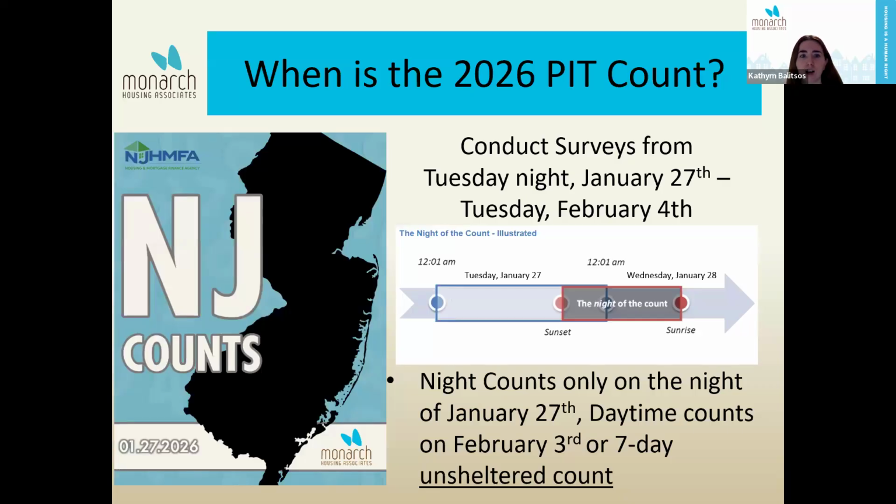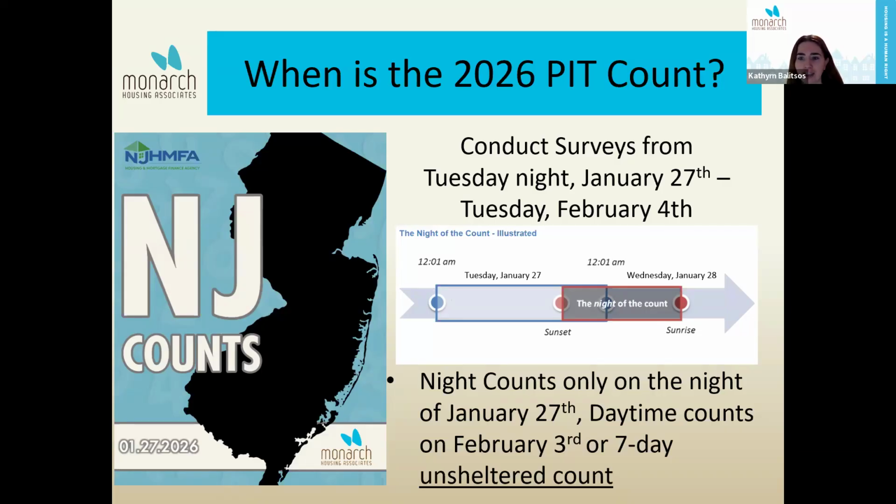So when is the point in time count? Surveys will be from Tuesday night, January 27th through Tuesday, February 4th. It will always be asking where they slept on the night of Tuesday, January 27th. So even if you do the survey on the 29th, you're always asking where someone was staying on January 27th. In general, HUD requires the PIT to be held in the last 10 days of January. It's typically planned for the last Tuesday of the month. Like I said, we're always asking where folks were staying on January 27th this year.